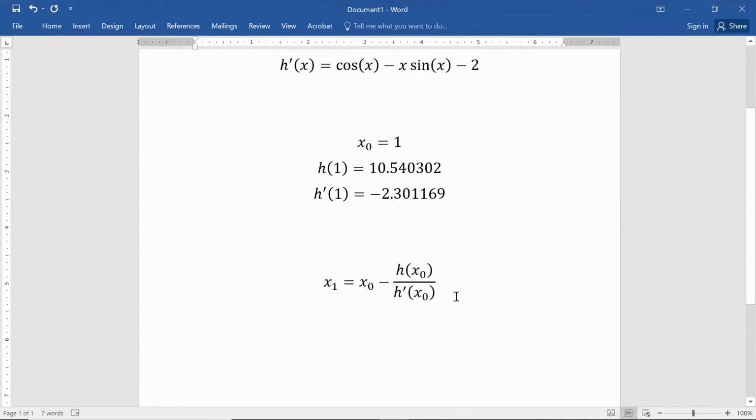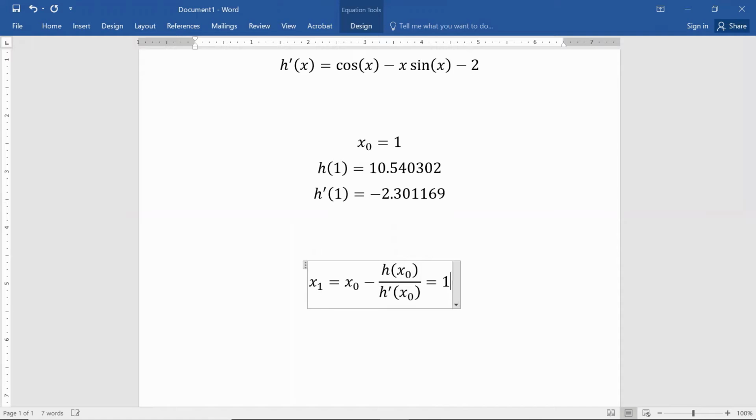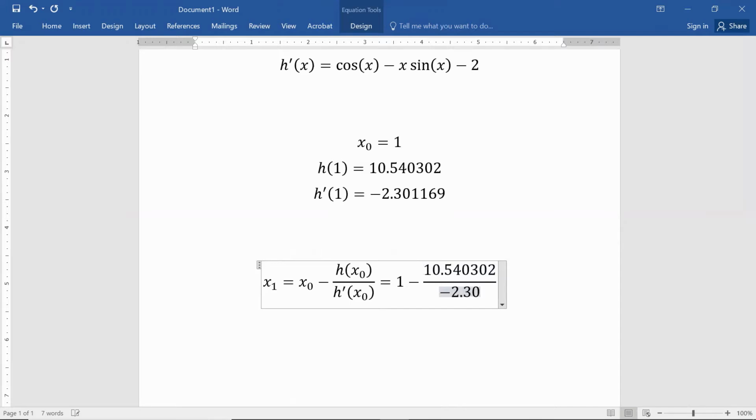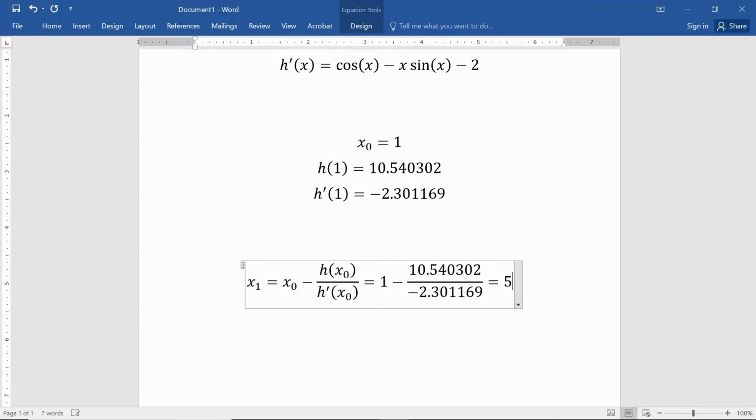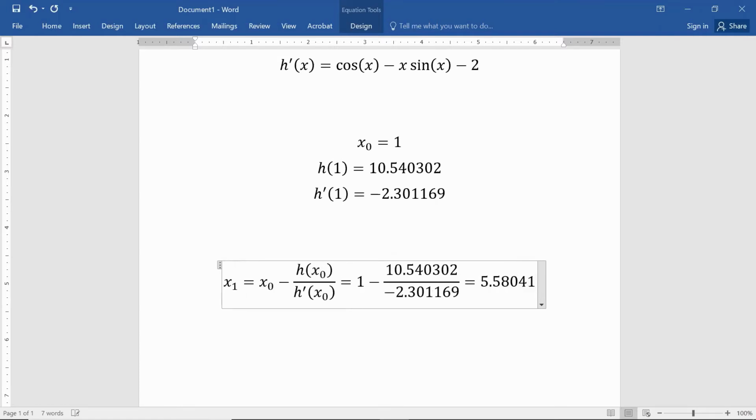We take our first iteration of Newton's method, 1 minus the fraction 10.540302 divided by negative 2.301169. I ended up with 5.580412 when I round to 6 decimal places.